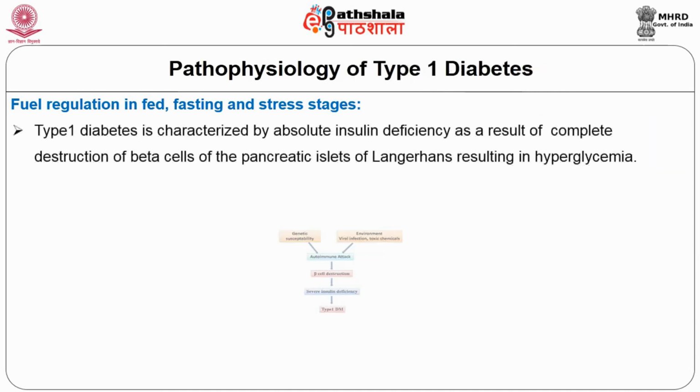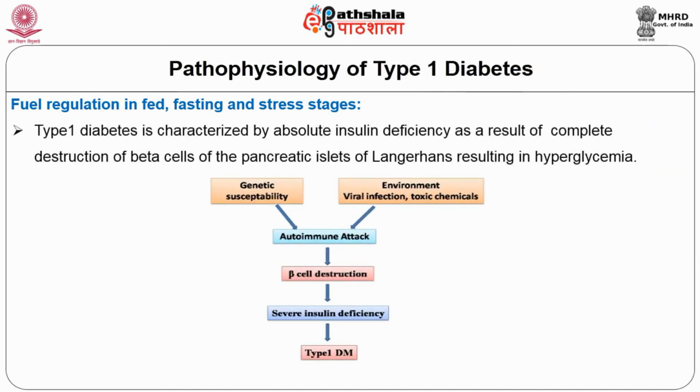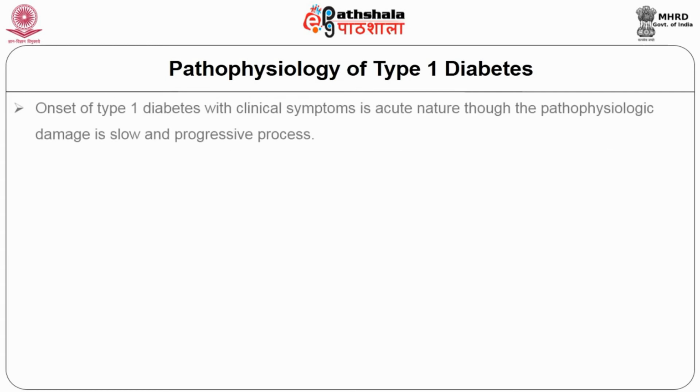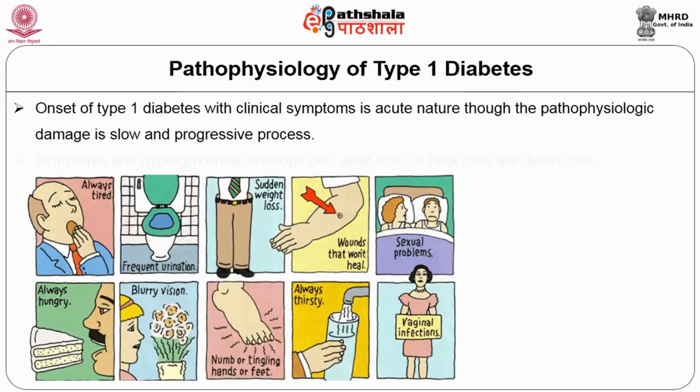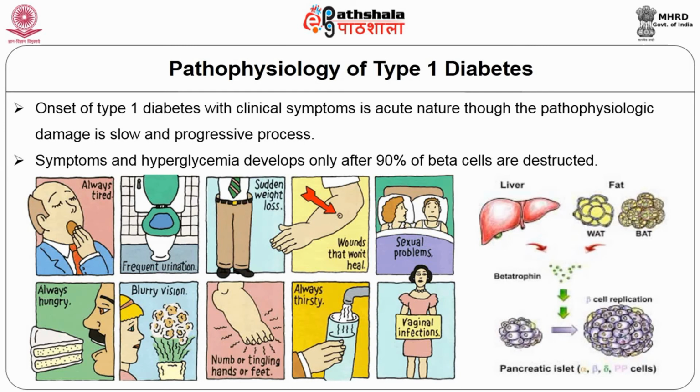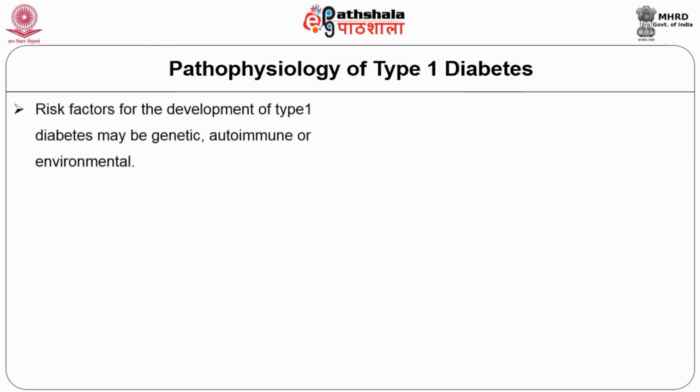Then the pathophysiology of type 1 diabetes is characterized by absolute insulin deficiency due to destruction of the beta cells. It leads to the onset of diabetes where the clinical symptoms are very sharp, though the underlying damage is a slow and progressive process. Symptoms and hyperglycemia develop only after 90% of beta cells are destroyed, and it is autoimmune, as I mentioned earlier.